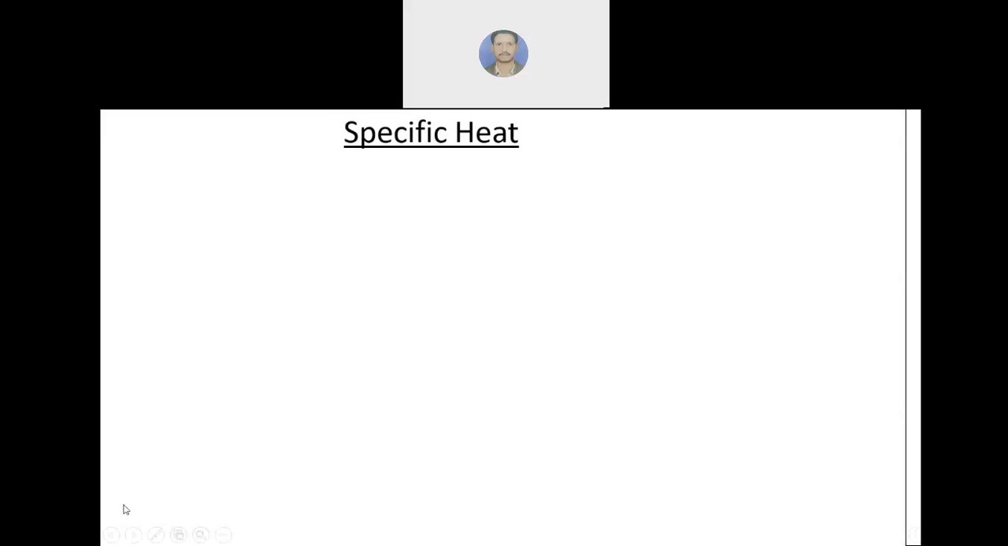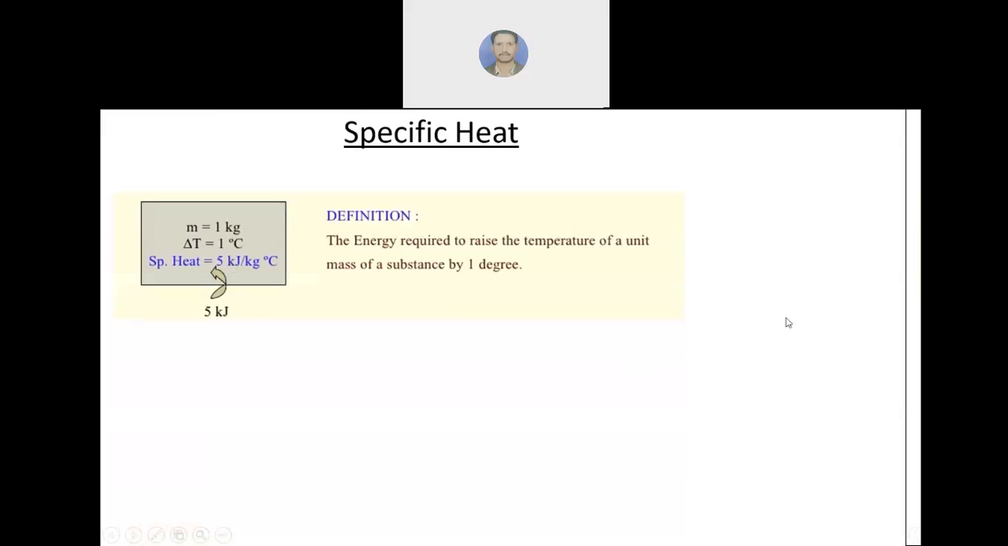Now specific heat. You have understood about heat. Now next, specific heat. What is specific heat? It is the energy required to raise the temperature of unit mass of substance by 1 degree. Now what do you mean by this? Suppose this is a system, mass is 1 kg, change in temperature is 1 degree Celsius, and energy is how much? 5 kilojoule.